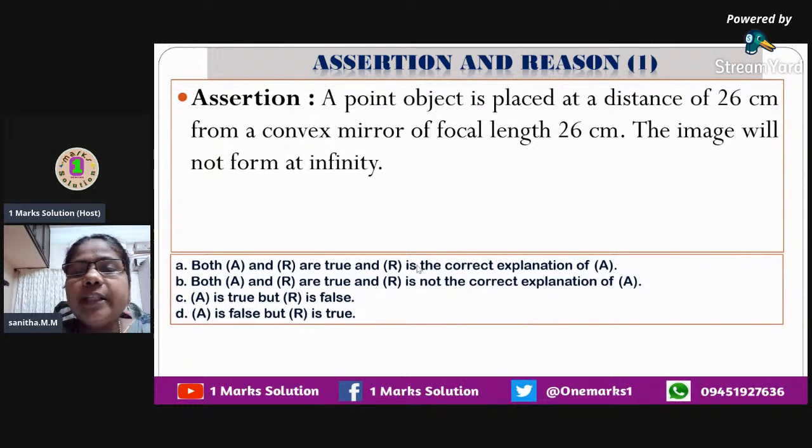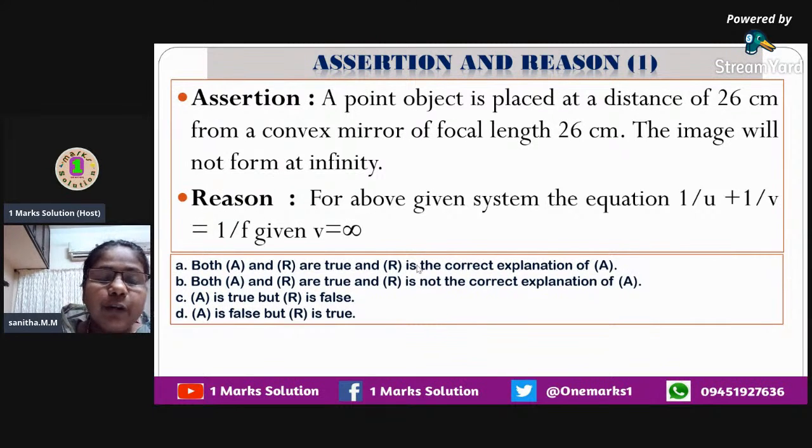A point object is placed at a distance of 26 centimeter from a convex mirror of focal length 20 centimeter. The image will not form at infinity. Then assertion, is it correct or not? We will see the reason also. For the above given system, the equation 1 by u plus 1 by v is equal to 1 by f. All of you know that. The equation 1 by u plus 1 by v is equal to 1 by f is the mirror formula we are using.